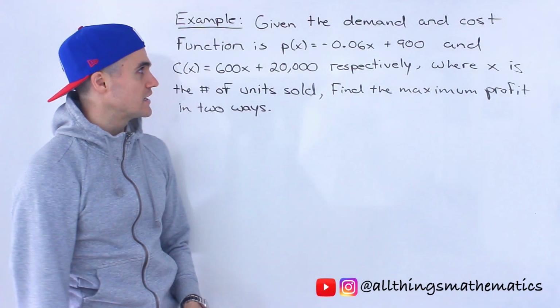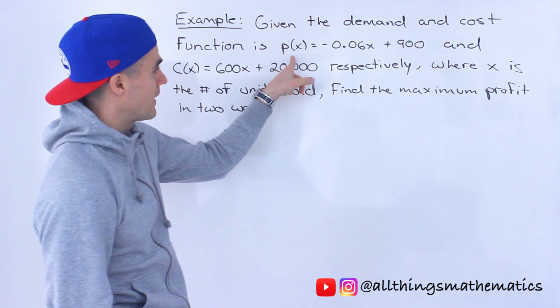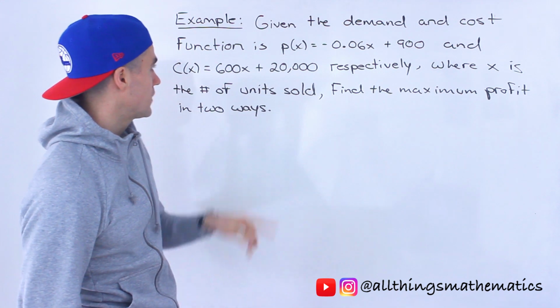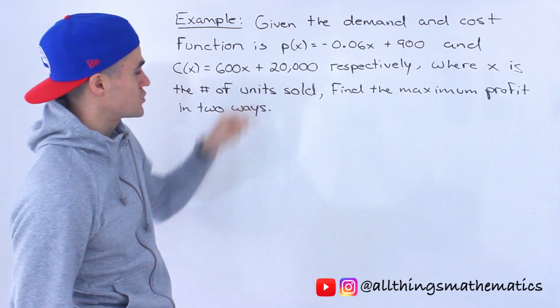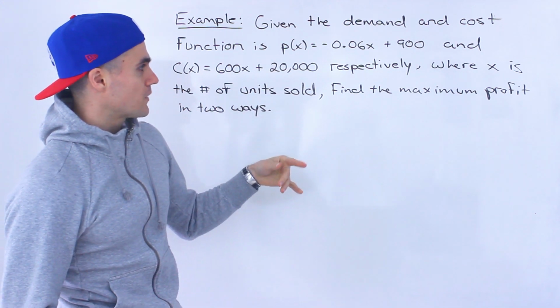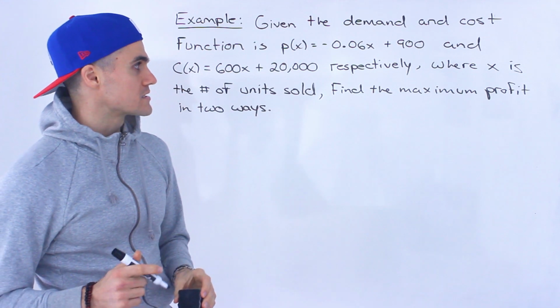Patrick here. Moving on to the next question. So given the demand and cost functions, over here we have the demand function, P of x equals negative 0.06x plus 900, and then the cost function is 600x plus 20,000, where x is the number of units sold. We have to find the maximum profit in two different ways.